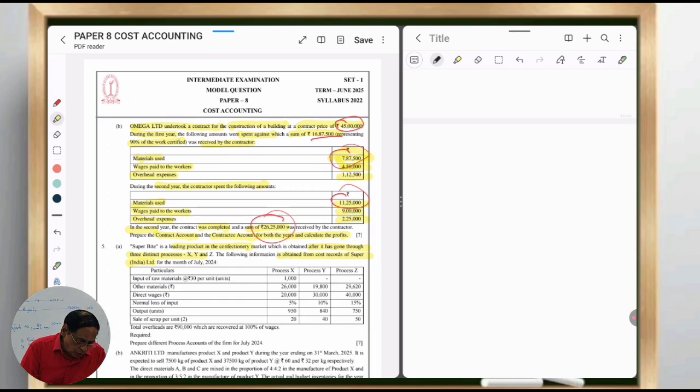So the total overheads, please make note of this important point. The total overheads 90,000 are recovered at 100%. So for all processes, whatever the direct wages, that will be the overheads. So make note of it. Everything is given. Let's prepare the different process accounts for the firm for July 2024. So we will prepare the process account.